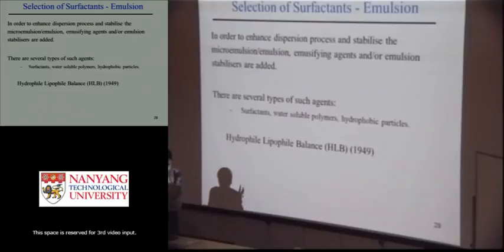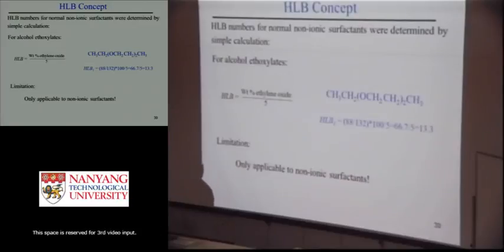These three have to form a balance. If this balance is satisfied, then this microemulsion can be stable. If this balance is not satisfied, you cannot form a stable microemulsion. So all this is related to this HLB concept, the hydrophile-lipophile balance, a balance between the hydrophilic and hydrophobic. So what is the HLB concept?